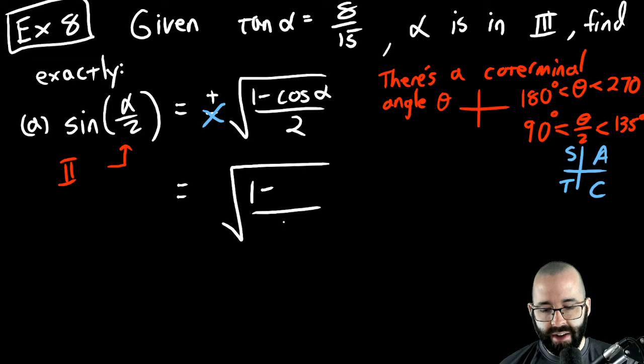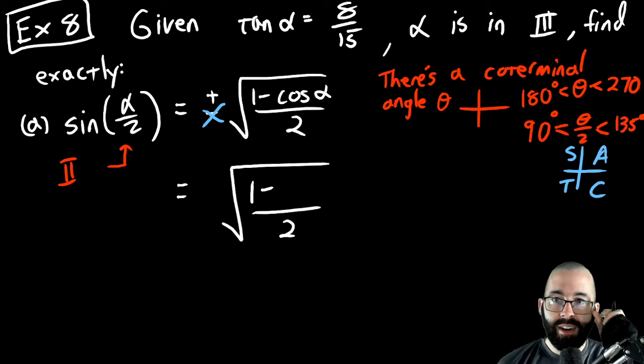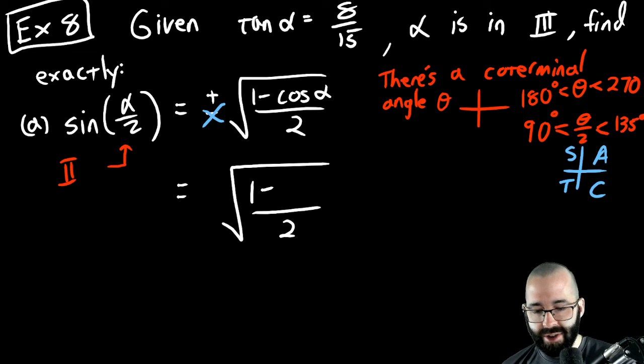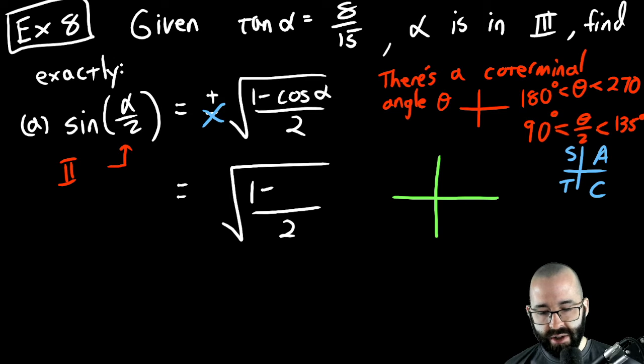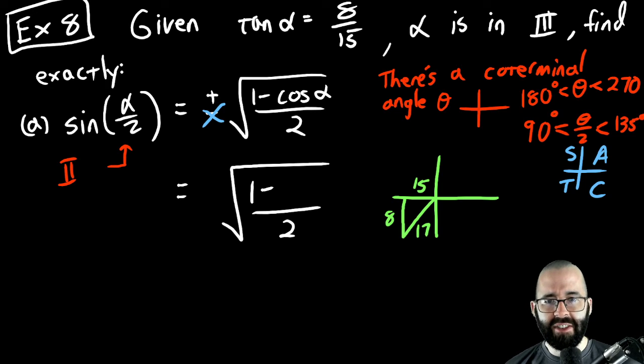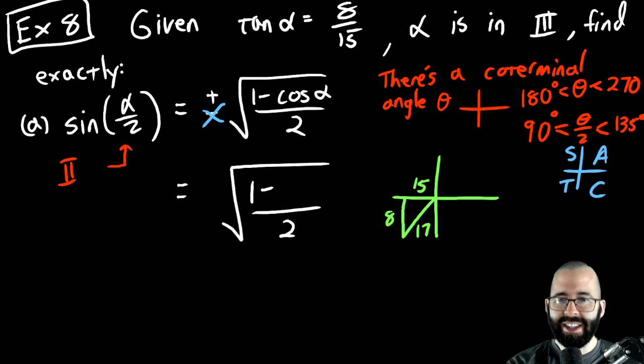What's cosine of alpha? We don't know. We know the tangent of alpha. We don't know the cosine of alpha, though. We're going to have to not draw a triangle. We go do more work on the side. All right. So alpha's in the third quadrant, and the tangent is 8/15. I think there's an 8, 15, 17 special triangle. But let's check.